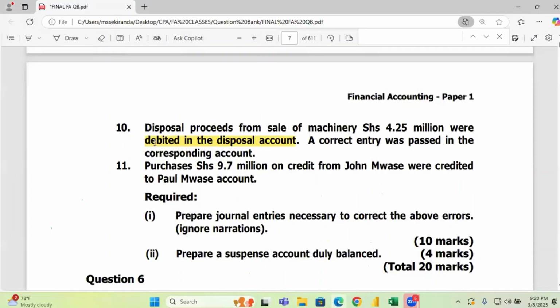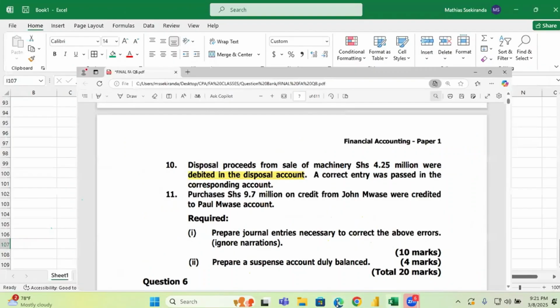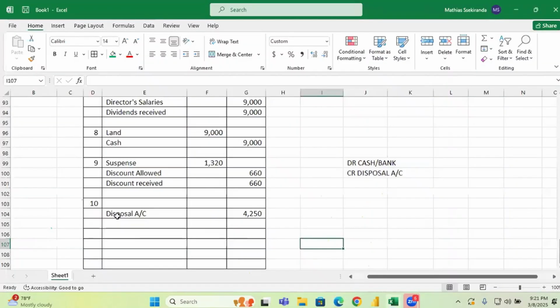So can you reverse it? Can you remove that debit in the disposal account? Yes, by crediting disposal. So you credit the disposal account to remove that debit that was put, okay? To remove the debit that was posted there in error. That is the error. So reverse it by crediting disposal. So now we have corrected the error.